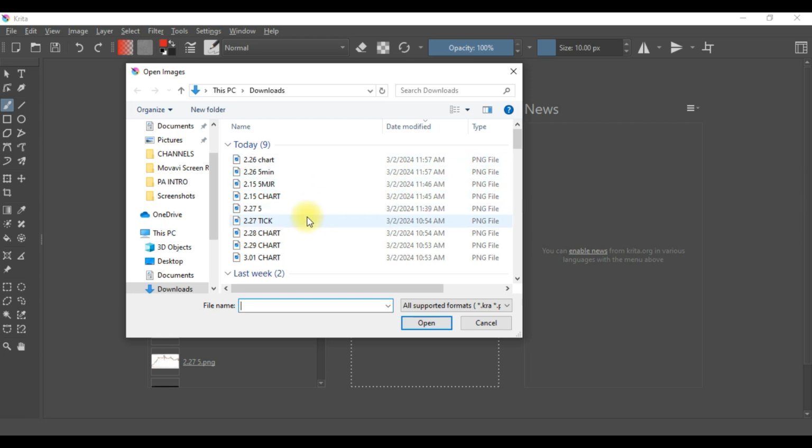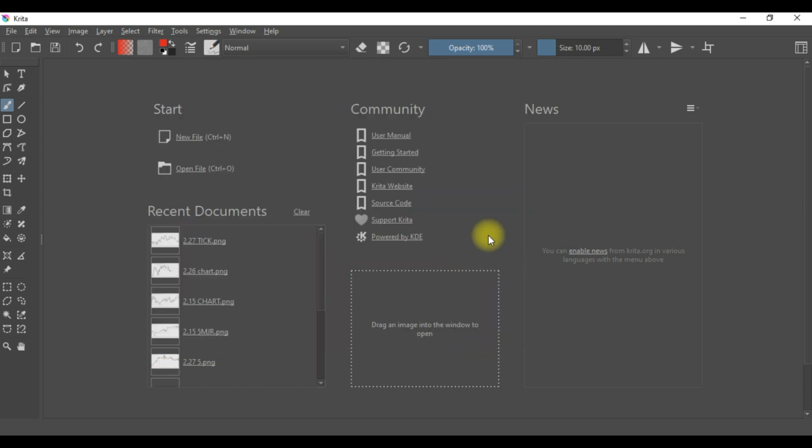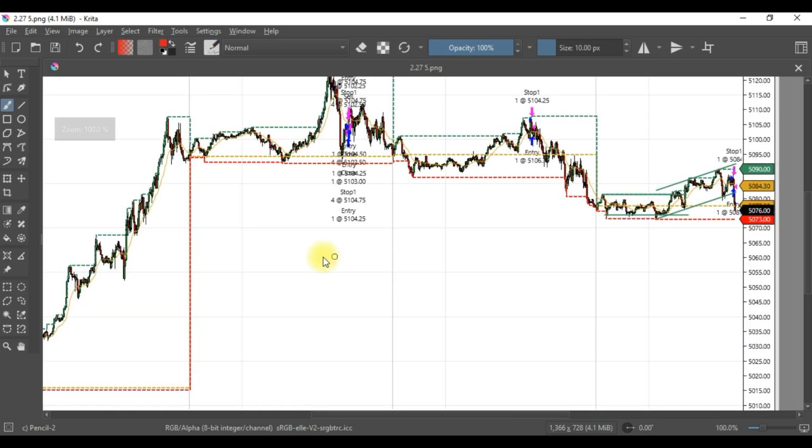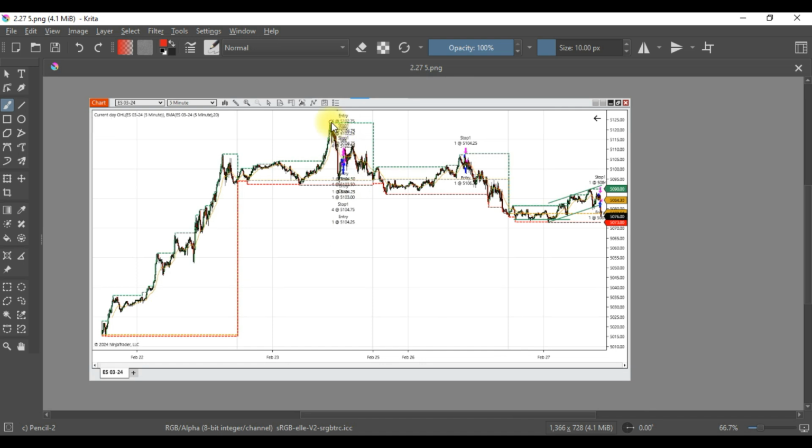Let's see, it was right there, 27.5. Yeah, the 5. It says right there, there it is. So we were over here. Actually, we'll look at this wide view. So we're going long there, but this is the 5 minute view.